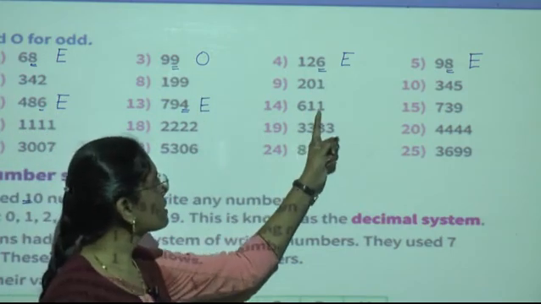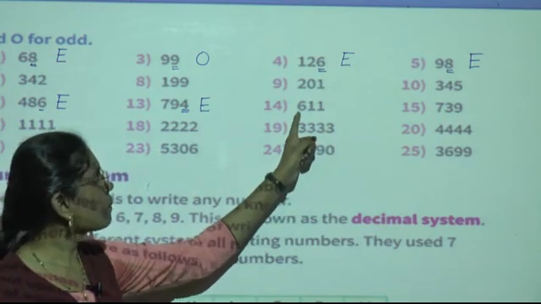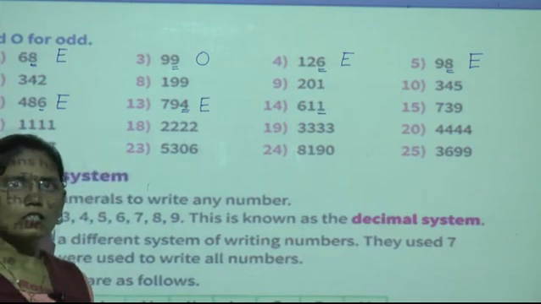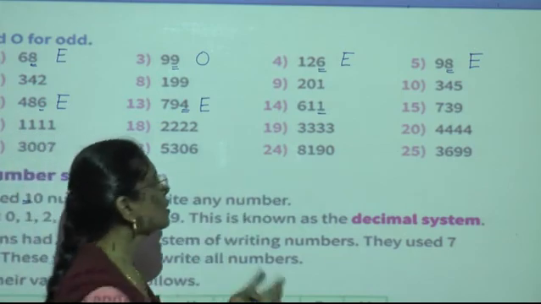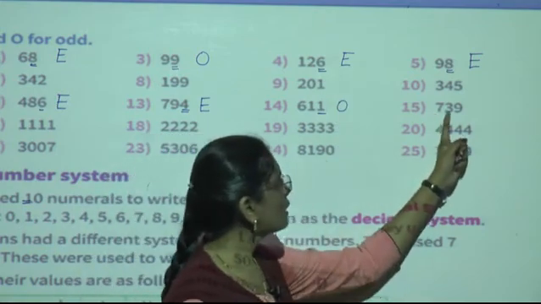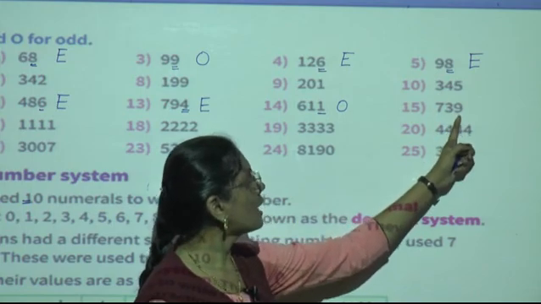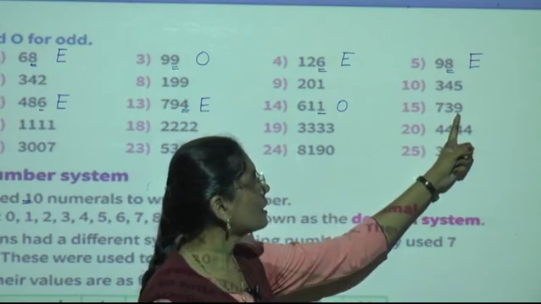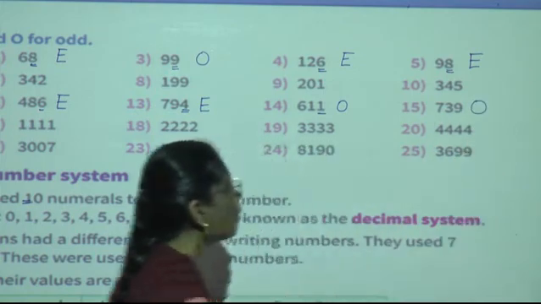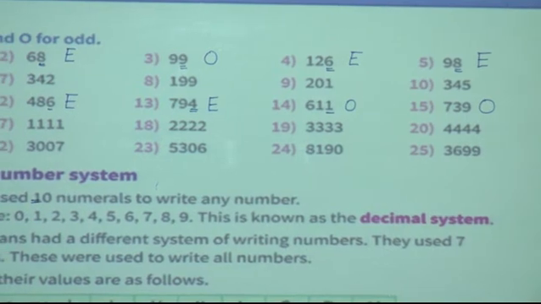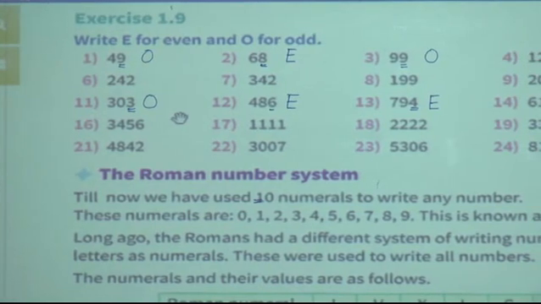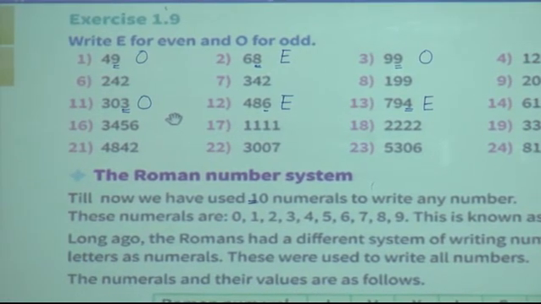Now see here 611. In this number at ones place 1 is there, which is an odd number. So 611 is an odd number. Now here see 739. In this number at ones place 9 is there, and 9 is an odd number. So this 739 is an odd number. Again, 16 to 20 you have to solve on your own. Why? Because this is very simple.